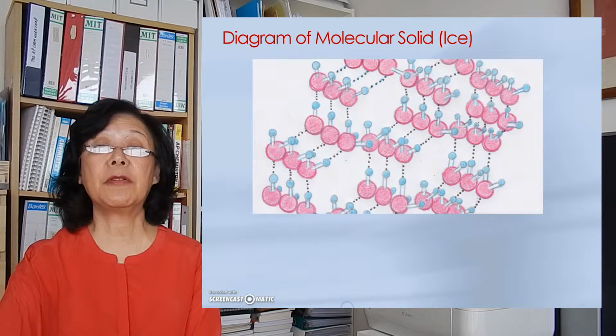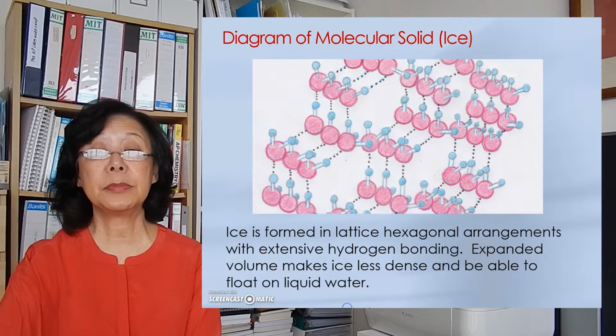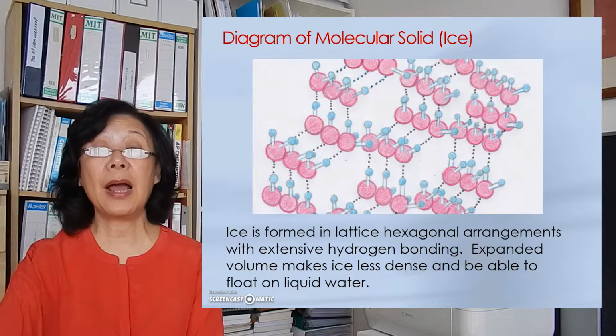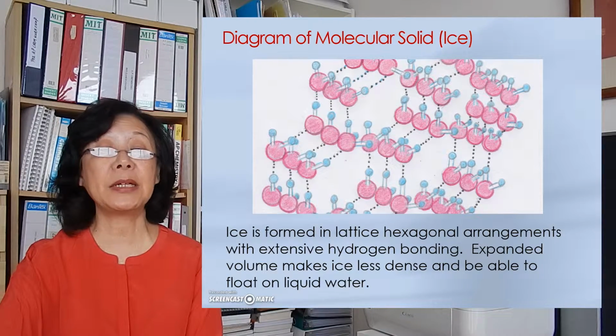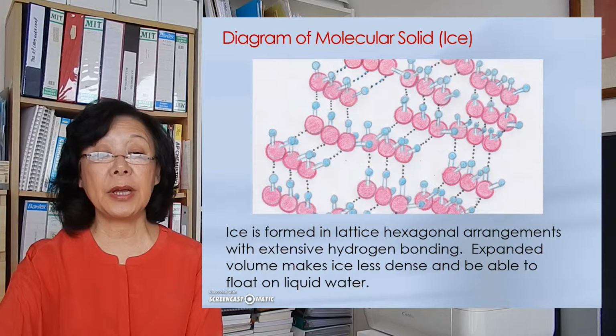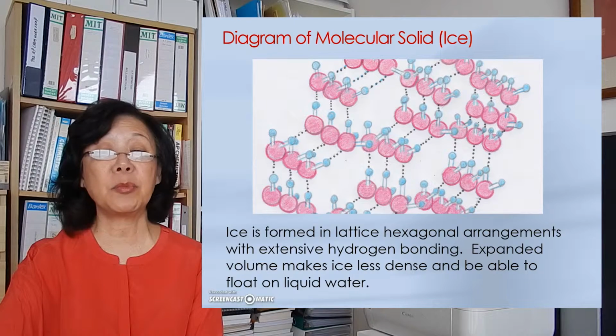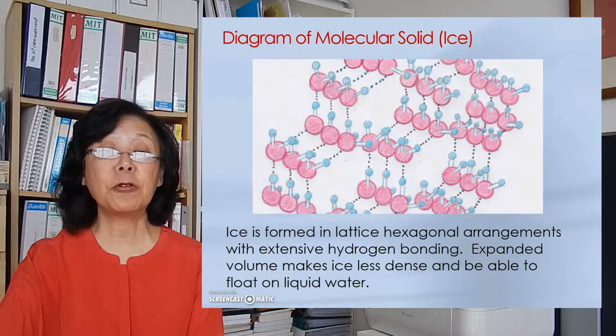This is a diagram of molecular solid of ice. It is formed in lattice regular hexagonal arrangements with extensive hydrogen bonding, and the volume is expanded so that ice is less dense than water and is able to float on water.